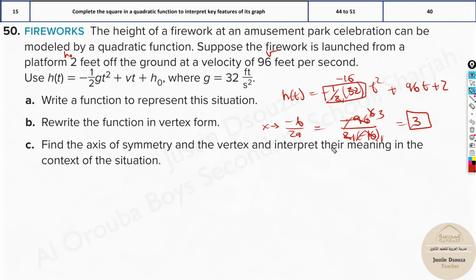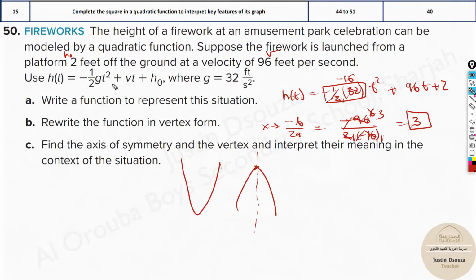Now this is a very important one. Because it is a vertically oriented parabola, the axis of symmetry and the vertex will be at the same point, the vertex and the axis of symmetry. Here they have asked us to interpret the meaning of the axis of symmetry and vertex. So the vertex is basically the maximum peaking point.